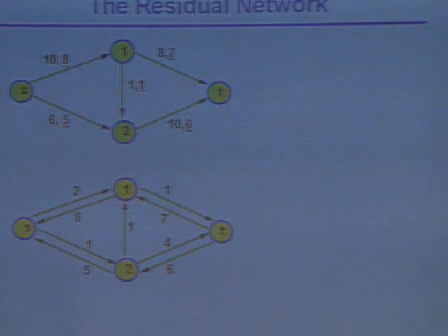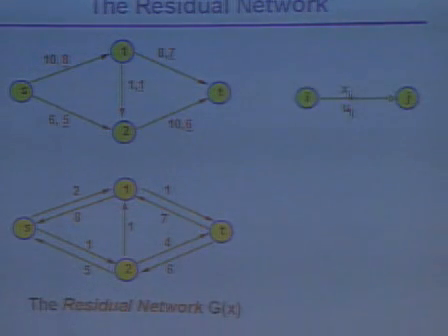Similarly, if some arc has 0 flow, then the backward arc will not exist because you cannot decrease flow any further. Okay, so in this example, none of the arcs had 0 flow. Any other questions? Okay, very good.